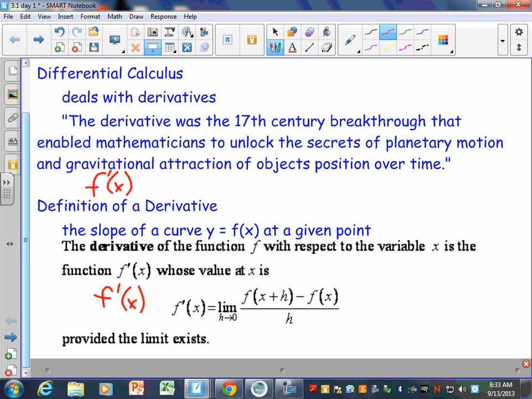All right. Everybody okay with that? It really is. It's just new words. Maybe.